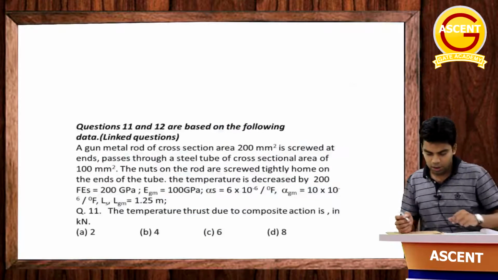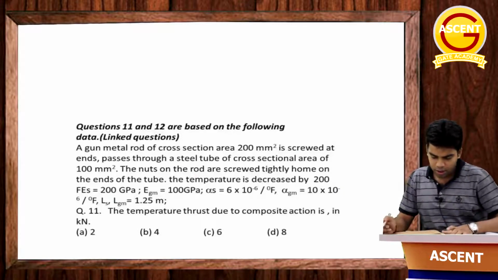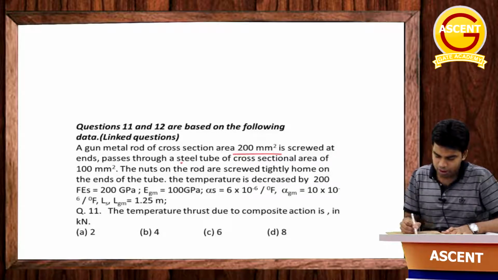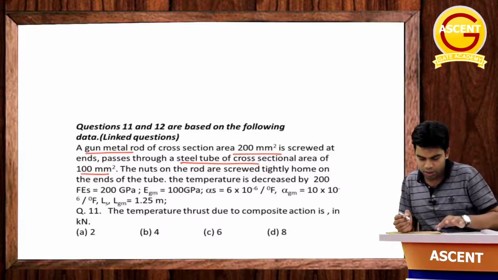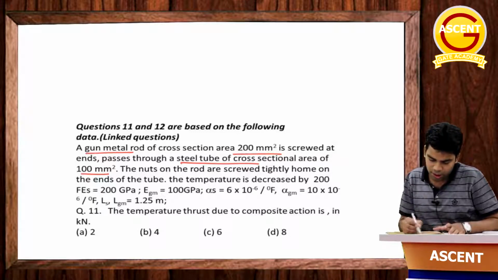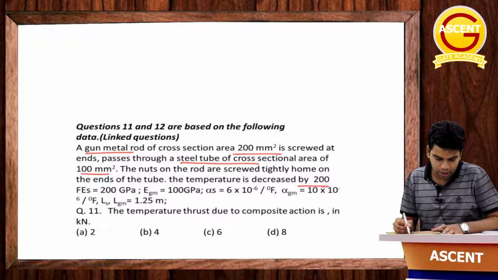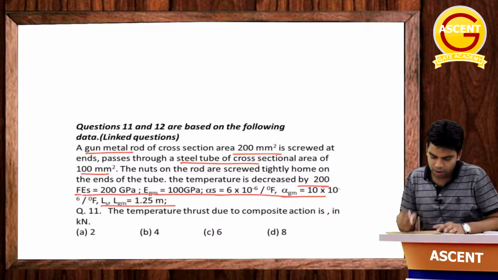Clear or not? Okay, next question is a common data question, linked question, sorry. A gunmetal rod of cross section area 200 mm square is screwed at ends, passes through a steel tube of cross section area 100 mm square. The nuts on the rods are screwed tightly home on the ends of the tube. The temperature is decreased by 200 Fahrenheit. E of steel is given, E of gunmetal is given, alpha of steel is given, alpha of gunmetal is given, and length of both are same.